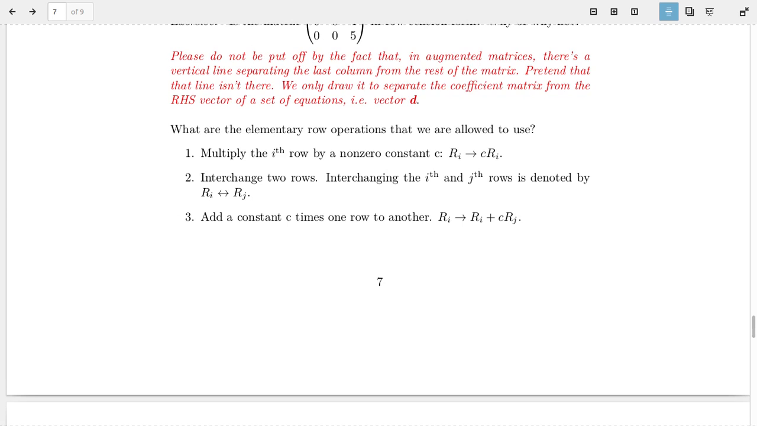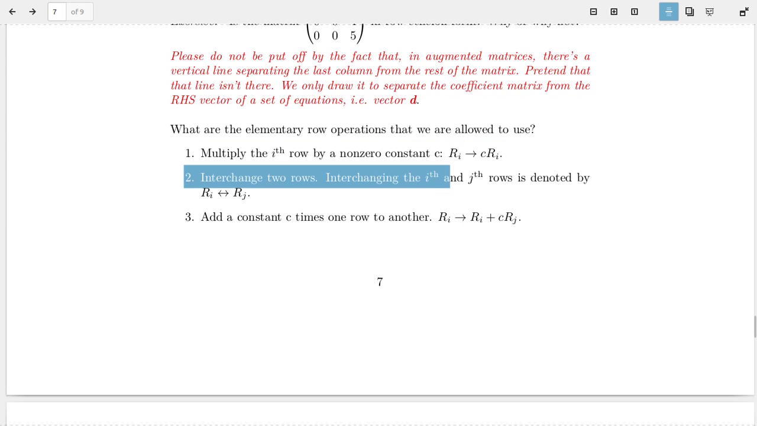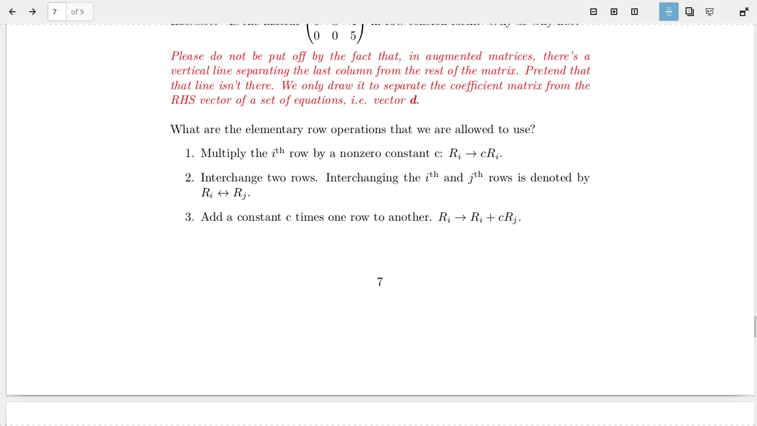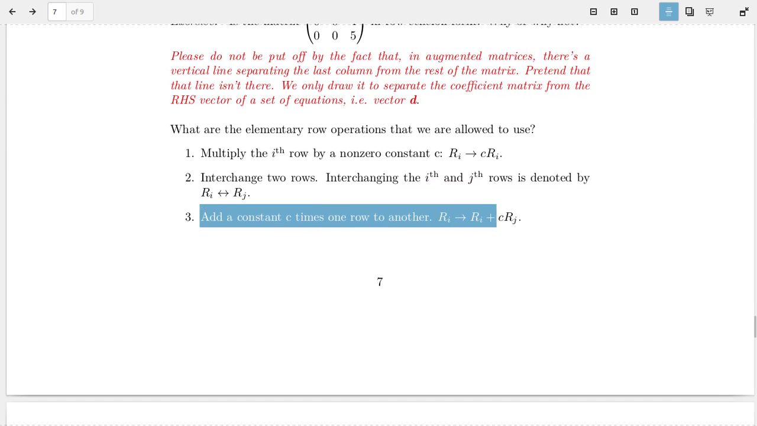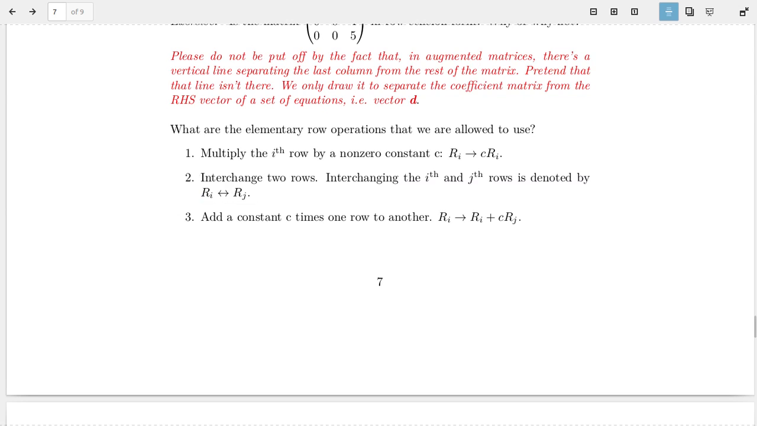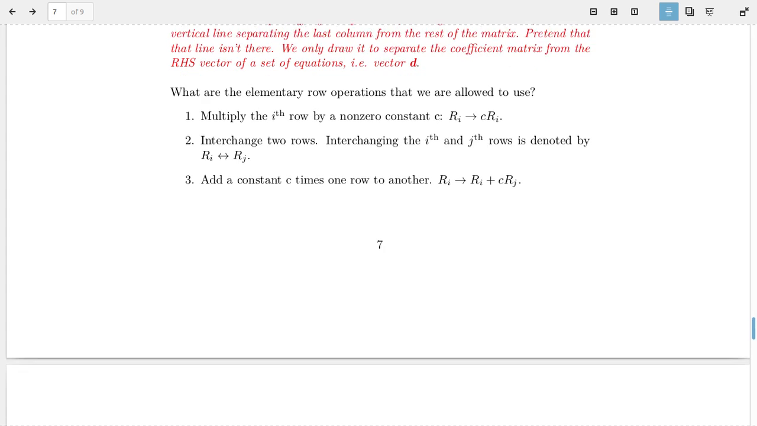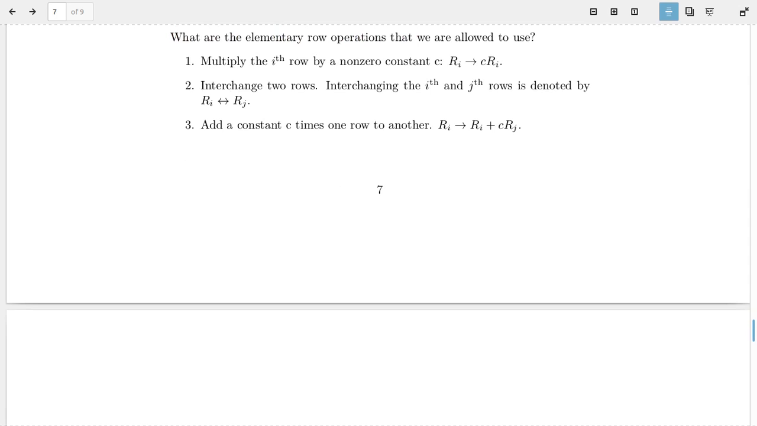You can multiply the ith row by a non-zero constant c, as in you can turn Ri into cRi. You can interchange two rows, as in you can take the ith row and put it in the jth row, and the jth row and put it in the ith row, right? That's allowed. And you can add a constant c times one row to the other, right? So you can turn Ri into Ri plus cRj. Okay, so these are the things that are allowed. These are the elementary row operations.